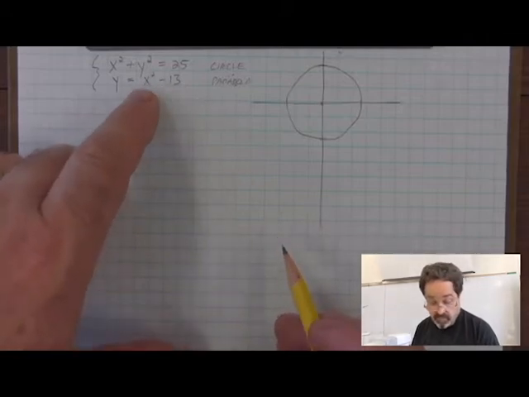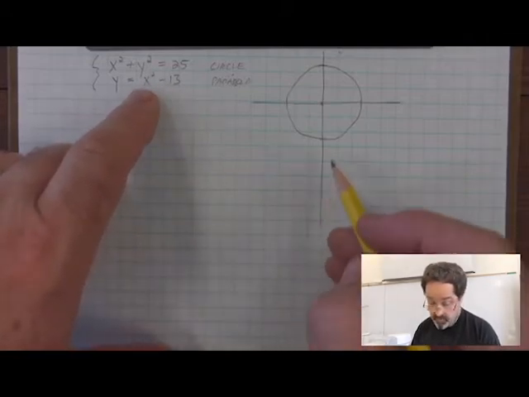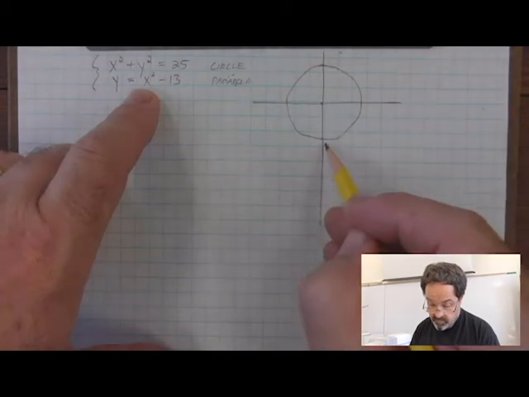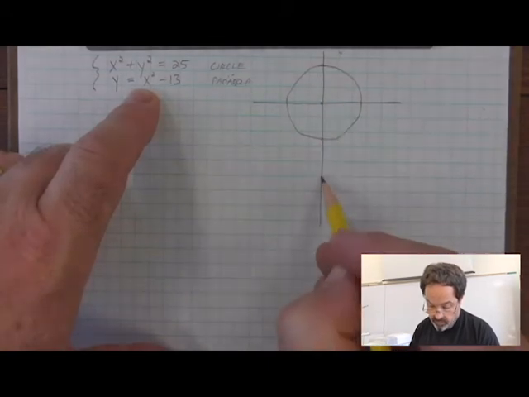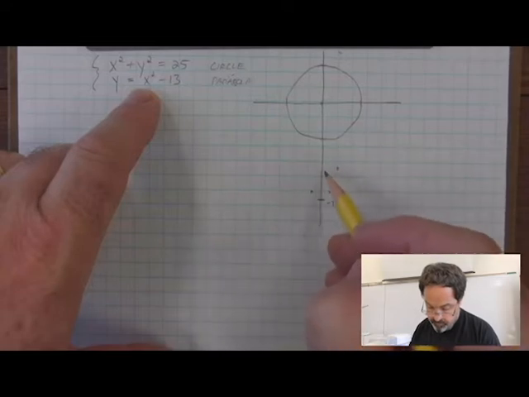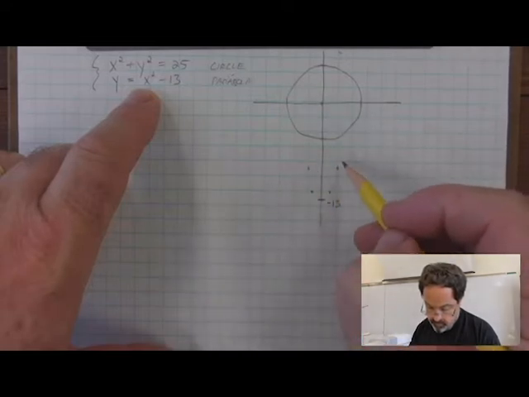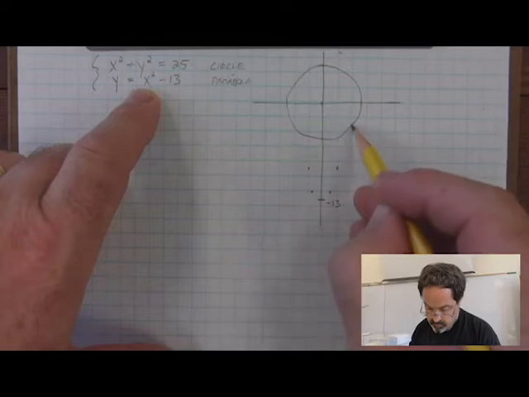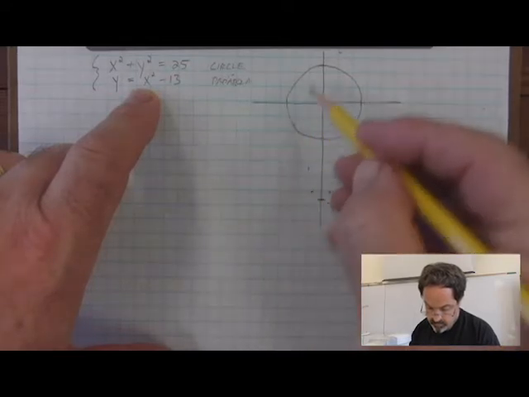The second equation is a parent quadratic that has been moved down 13. So the vertex is at 0, negative 13. I've been counting by 2's, so I'll find negative 13 about here. Graphing the parabola, it looks approximately like this.